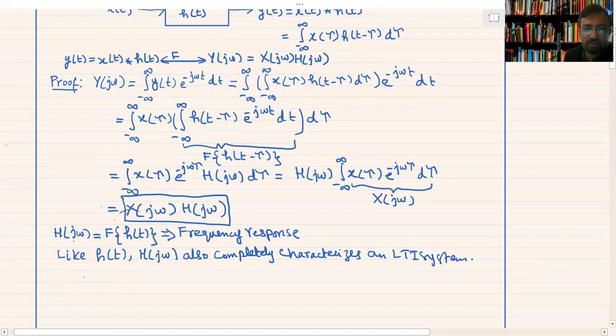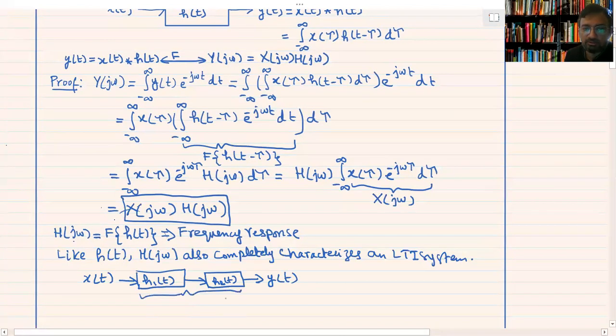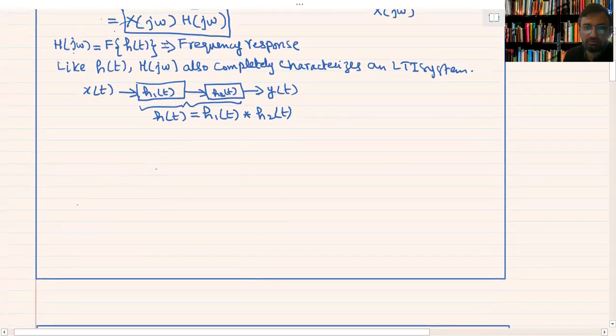For example, if we recall, if we have a cascade of two LTI systems, h1(t) and h2(t), h1 and h2 are both LTI systems, and here we have a cascade of these two systems. We know that the overall impulse response of this system, if we call it h(t), is the convolution of h1(t) and h2(t). And now with the help of this convolution property, we know that the overall frequency response of this system, H(jω), is the product of H1(jω) and H2(jω).